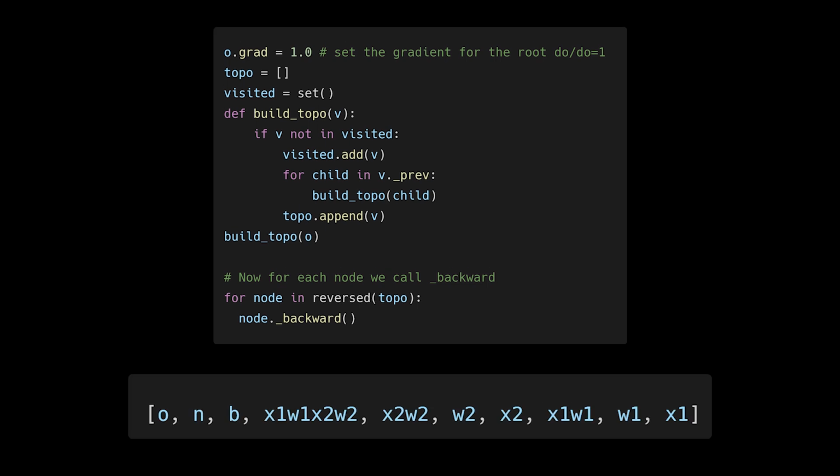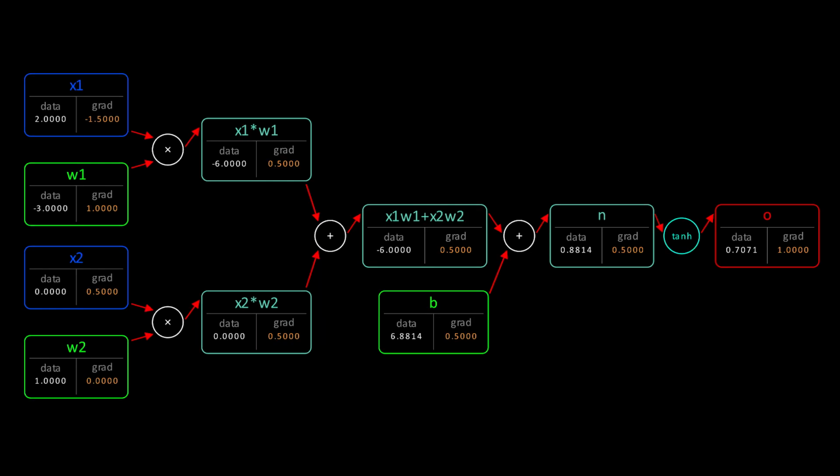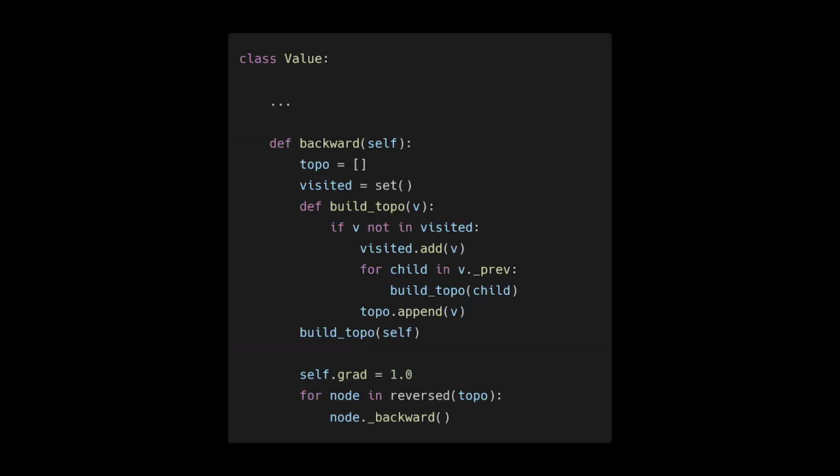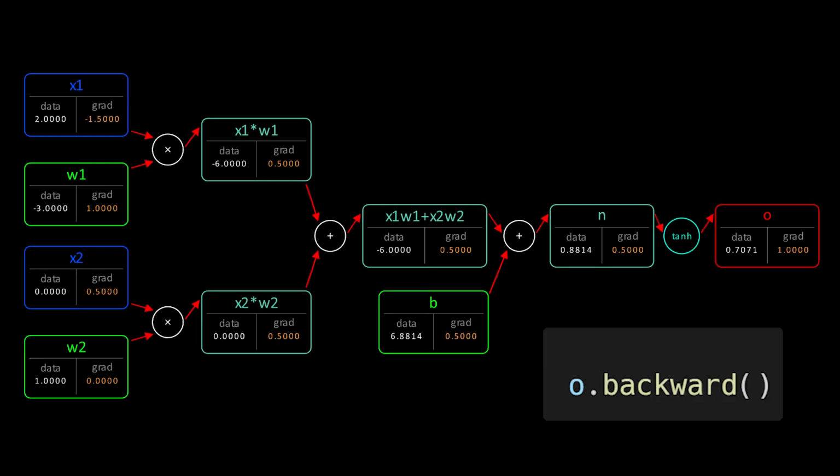Then we reverse it and call backward for each node in the list. We get the same gradients as before. Finally, we're going to hide this functionality in our value object. And after we call backward, we get the same gradients.